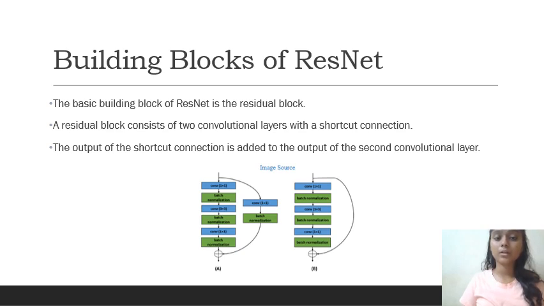So the fundamental unit is built using the residual block, and mainly it is going to have two convolutional layers. There is a shortcut connection from one, and from that connection it will be connected to the second convolutional layer. As mentioned, it is a shortcut connection, so its output is connected to the second layer directly. It is a short, better and more efficient way compared to the other. So this is about the building blocks of ResNet.